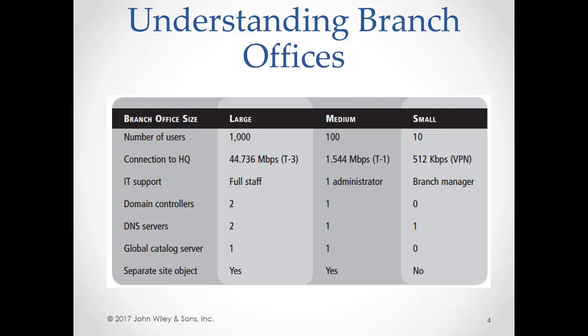And then in the large headquarters supporting 1,000 users, they're connected to a T1, which nowadays is probably a fiber connection, and it's not going to be 44 megabytes per second up and down anymore. It's probably going to be 50, 75, 100 megabytes per second, depending on the requirements of the corporation. But a minimum of 2 domain controllers, 2 DNS servers, and at least 1 global catalog server. And you'll see that they do list a separate site object for the large and medium.